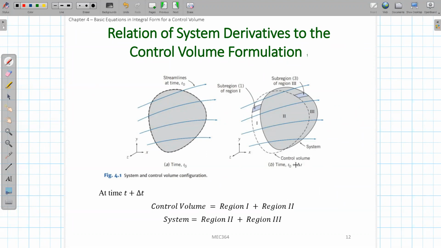And when the delta t goes to 0, you will basically go back to the initial state. In the initial state, you can see that this system and this control volume are identical, right? When this delta t goes to 0, the force working on the system at this specific time will be just equal to the force working on the control volume. All right.